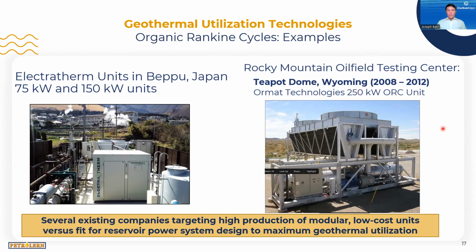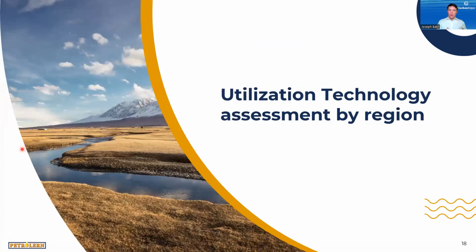There are several of these that are still generating power, and these are worldwide. There are several existing companies that are working on just this, developing these modular units and trying to increase the efficiency and decrease the cost. So I do think that there is a lot of opportunity here and a lot of potential. So that is what the organic Rankine cycle is.